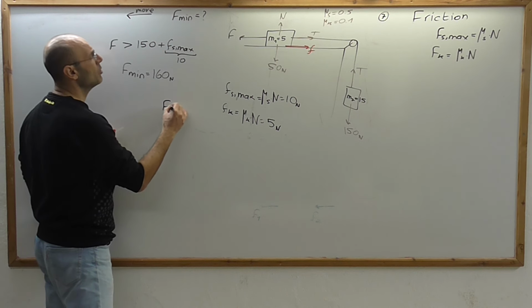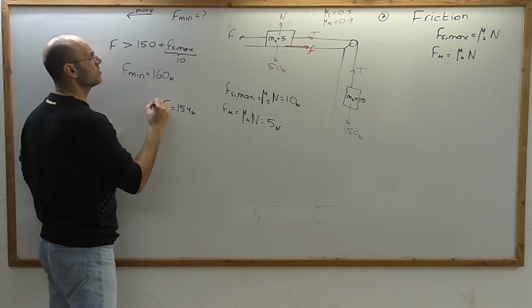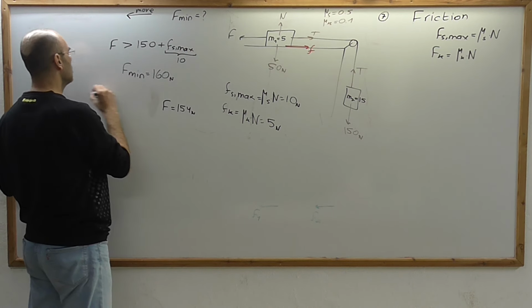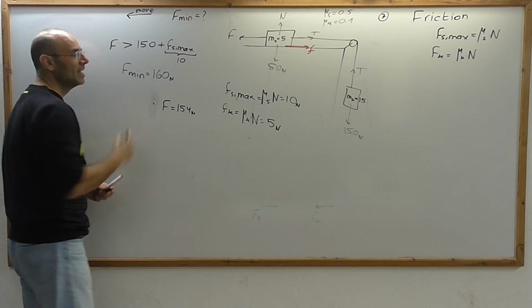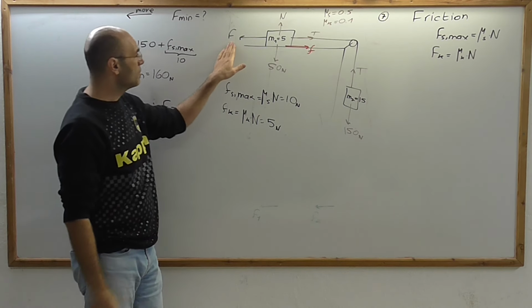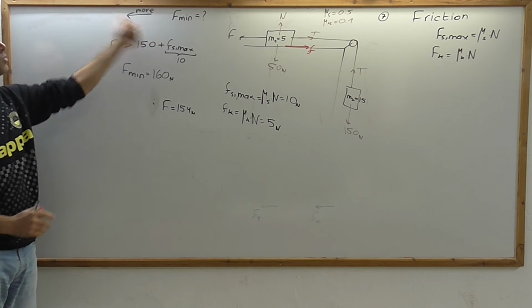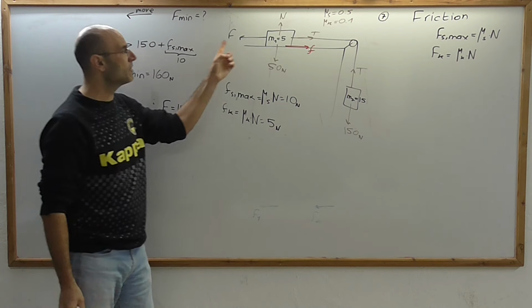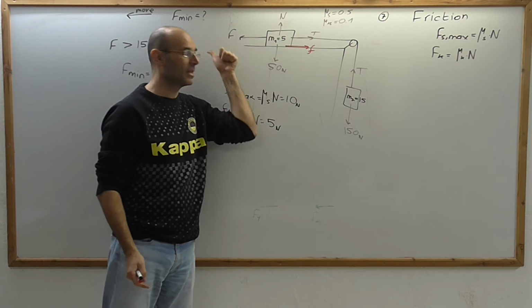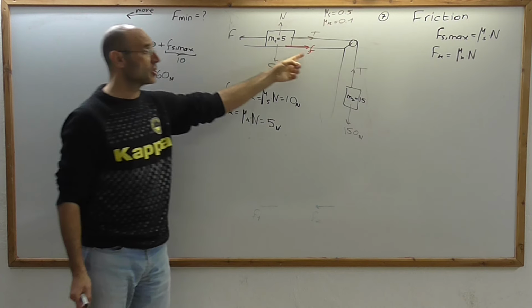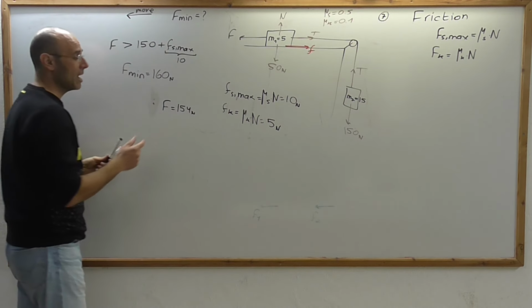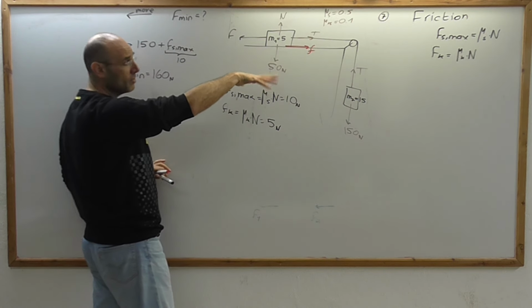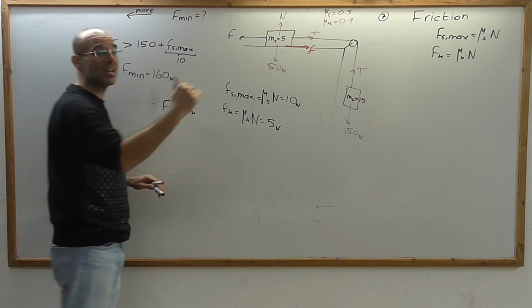What happens if I pull it with 154 newtons? What will happen? This is a question. Okay, first of all, if it's 154, it's less than 160, obviously it won't accelerate that way. But it's bigger than 150. If it's bigger than 150, it tends to move that way. But it won't move that way because the friction won't allow it. So what will happen? The system will stay at rest, won't move, and the friction force will adjust to me.